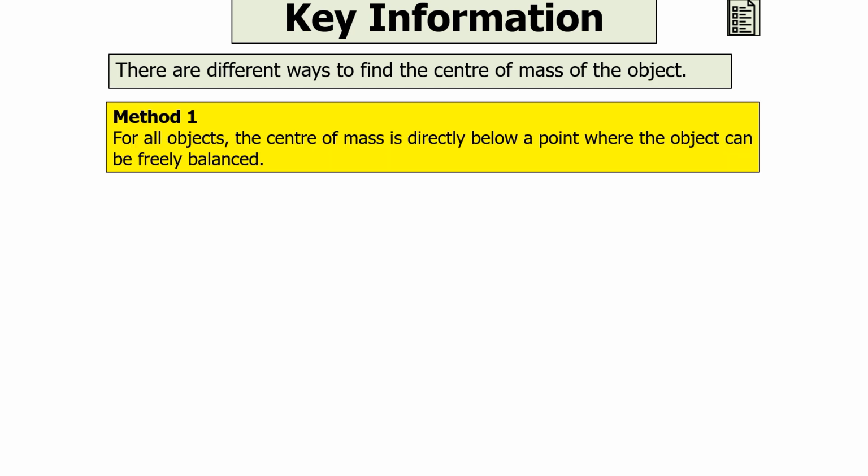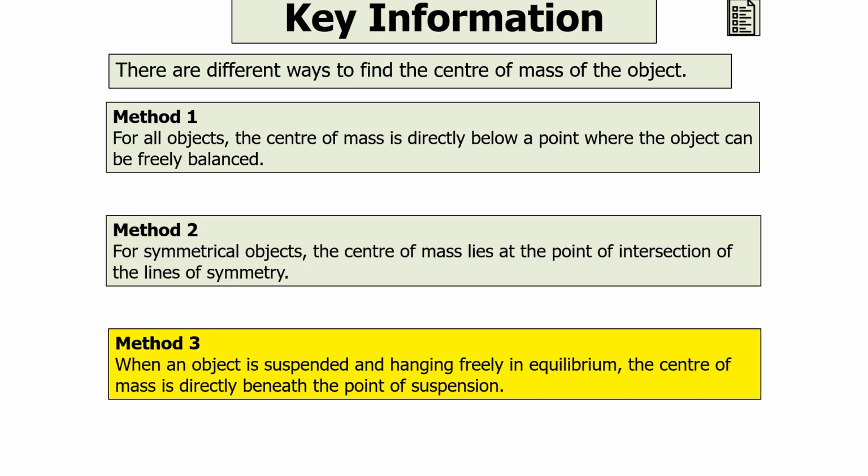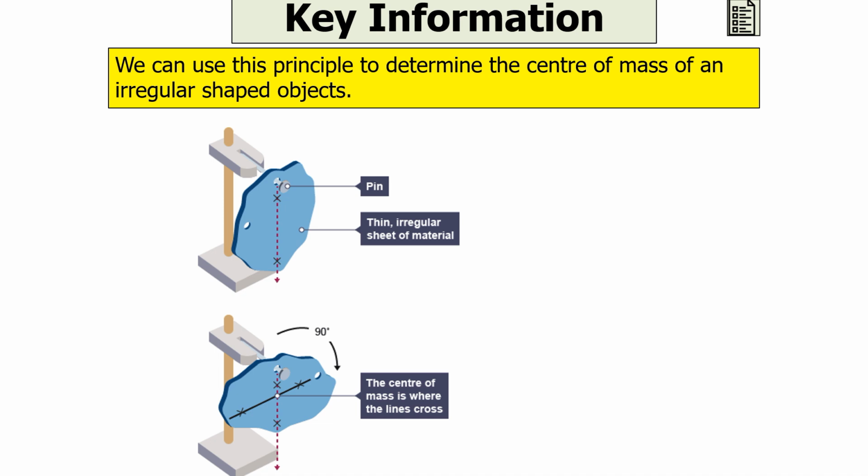Now, to find the centre of mass for an object: for all objects, the centre of mass is directly below a point where an object can be freely balanced. For symmetrical objects, the centre of mass lies at the point of intersection of the lines of symmetry. And finally, when an object is suspended and hanging freely in equilibrium, the centre of mass is directly beneath the point of suspension. So we can use this principle to determine the centre of mass of an irregular shaped object.